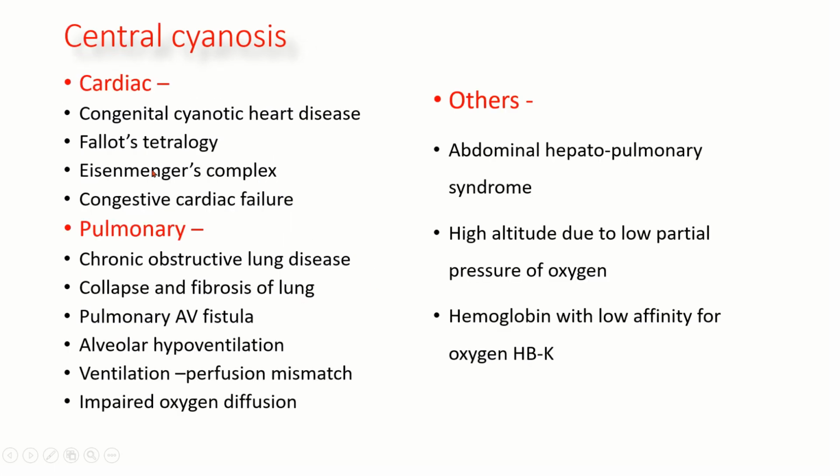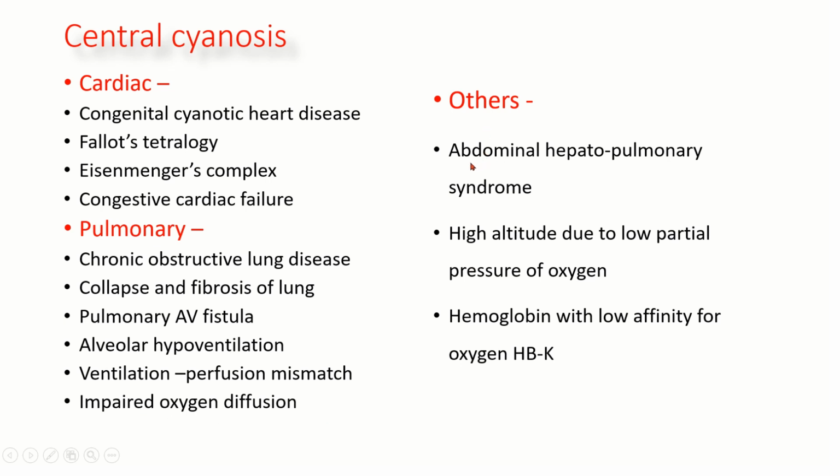Types of cyanosis: central cyanosis, peripheral cyanosis, differential cyanosis, cyanosis due to abnormal pigments, and mixed cyanosis. Central cyanosis causes: cardiac, congenital cyanotic heart disease, Fallot's tetralogy, Eisenmenger's complex, congestive cardiac failure. Pulmonary causes: chronic obstructive lung disease, collapse and fibrosis of lung, pulmonary AV fistula, alveolar hypoventilation, ventilation perfusion mismatch, impaired oxygen diffusion.